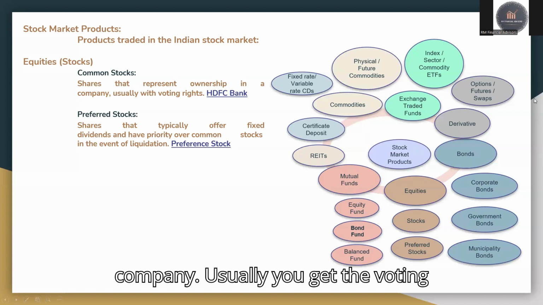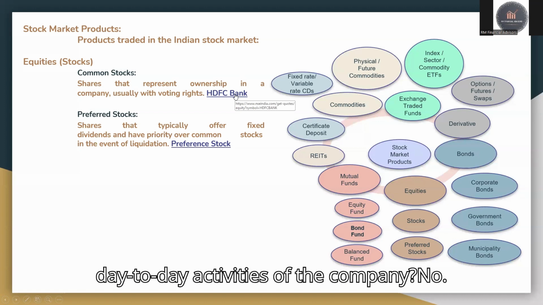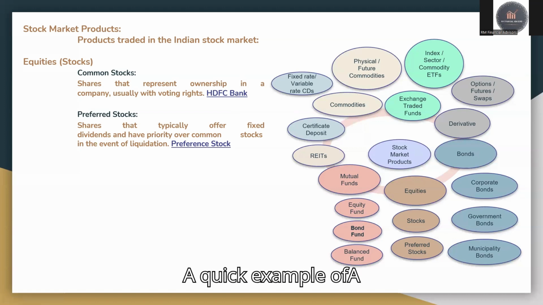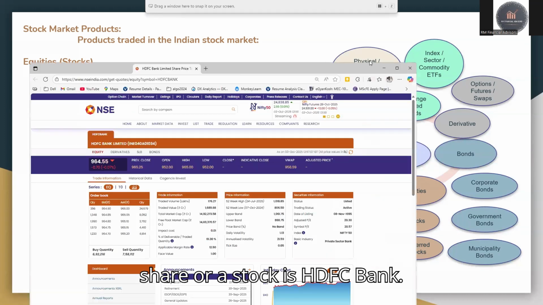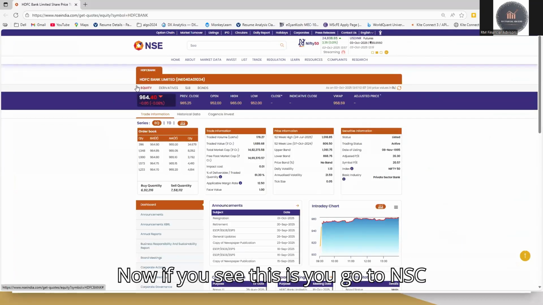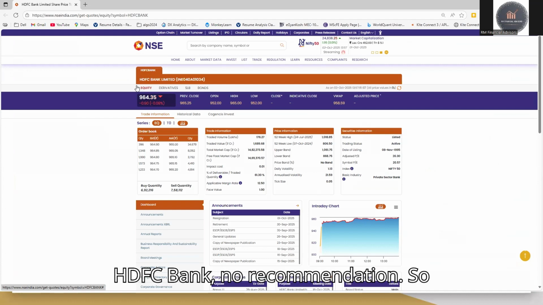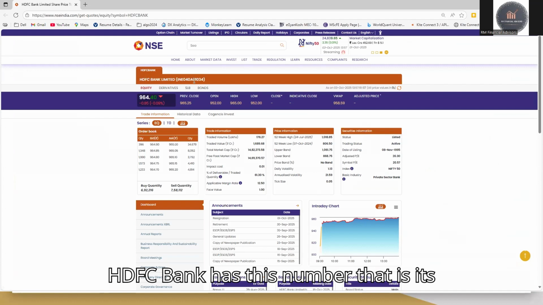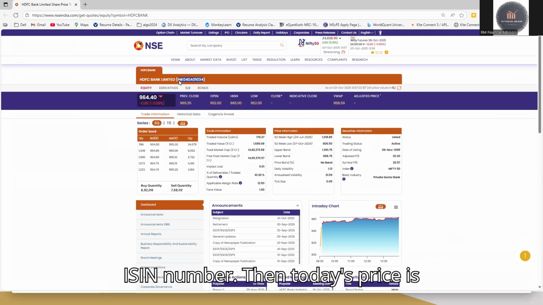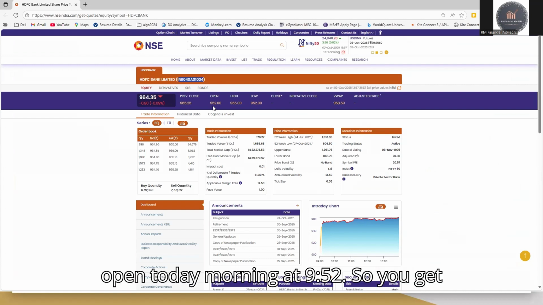Usually you get the voting rights also. But are you involved in day-to-day activities of the company? No. A quick example of a share or a stock is HDFC Bank. If you go to the NSE site, you find any stock. I just opened HDFC Bank, no recommendation. HDFC Bank has its ISIN number. Today's price is 964. Yesterday it closed at 965 and it opened today morning at 952.